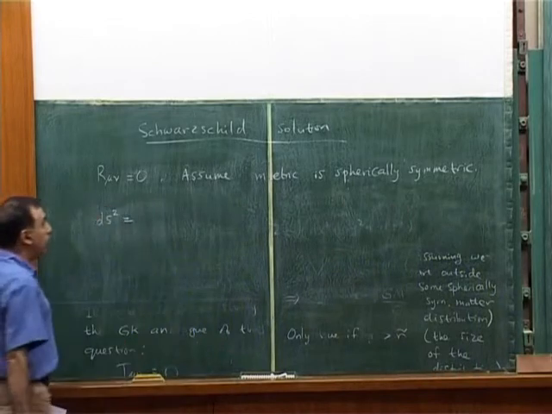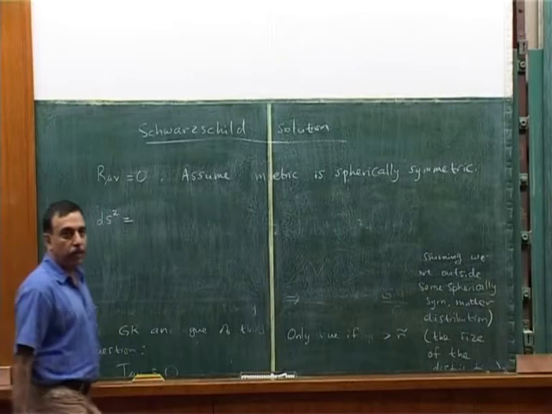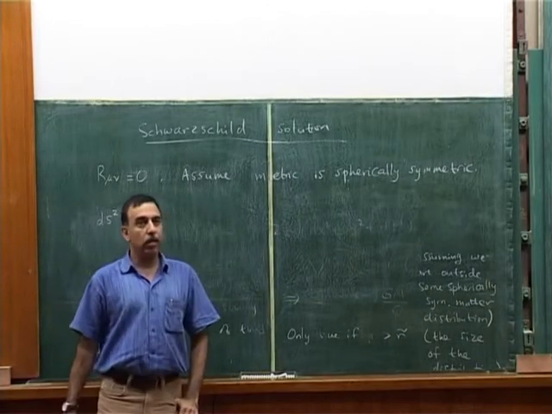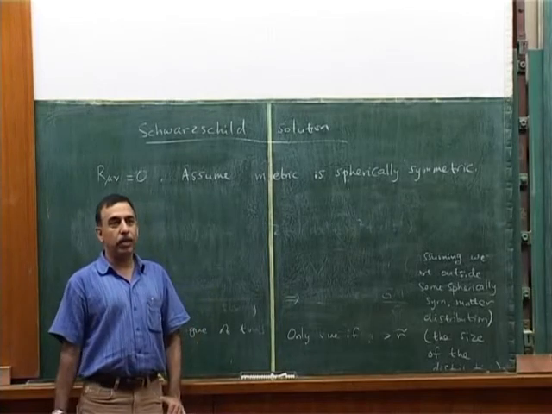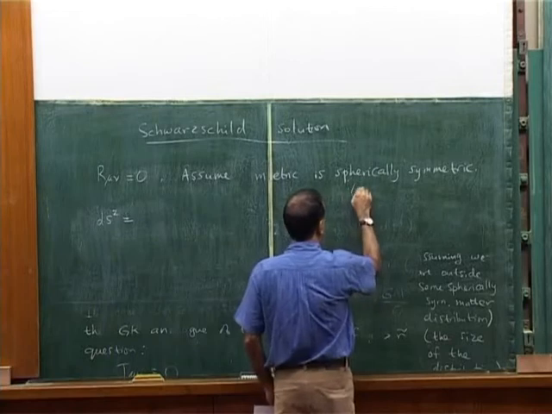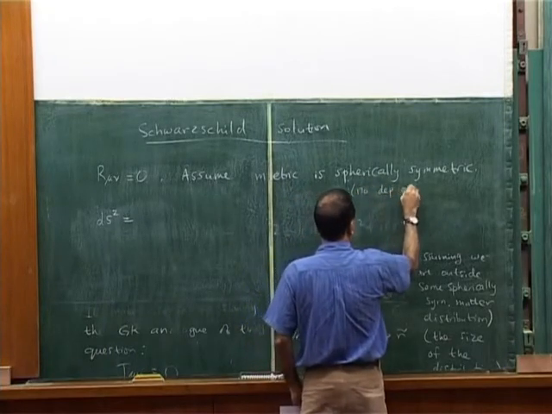Okay. Now what can happen? How can we write a metric that's spherically symmetric and completely general? Spherically symmetric means two things. One is that the functions which appear in the metric cannot depend on theta and phi. That is the first thing. No dependence on theta and phi.